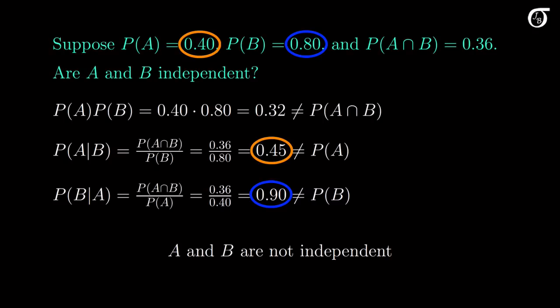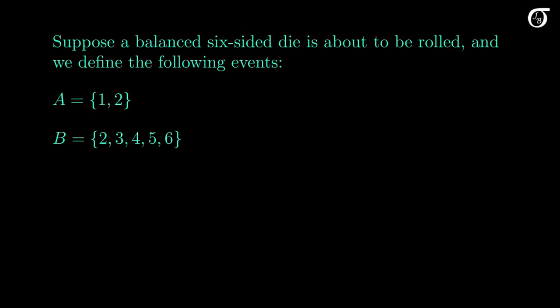Let's look at another example. Suppose a balanced six-sided die is about to be rolled, and we define the following events. A occurs if a 1 or a 2 comes up on the up face of the die, and B occurs if the number is a 2, 3, 4, 5, or 6. Do these two events look independent to you? Let's see. Here a natural definition of the sample space is the set of the 6 possible outcomes, the numbers 1, 2, 3, 4, 5, and 6.